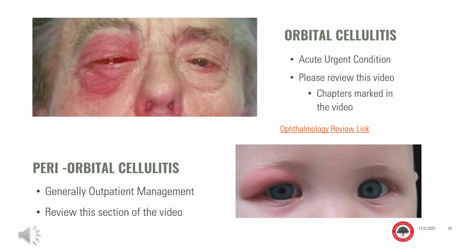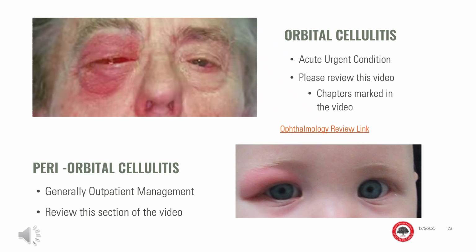So you want to send them out very quickly to the emergency room and get them taken care of. They're probably going to need IV antibiotics and treatment, and they need specialty care. But you don't want to wait for an appointment. You want to send them to the emergency room. There is a video link here. In that video, it's a real good explanation, but it also has chapter marks, so you can go right to the chapter on this and just familiarize yourself with it, because as a primary care provider, you may see this.